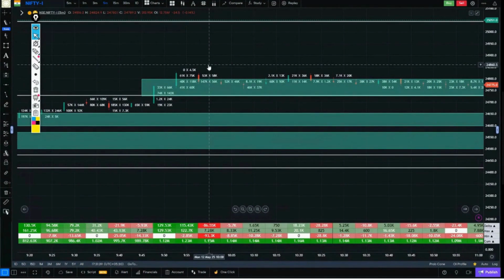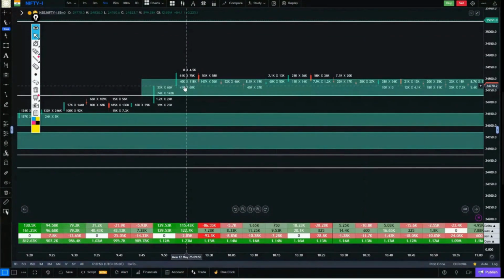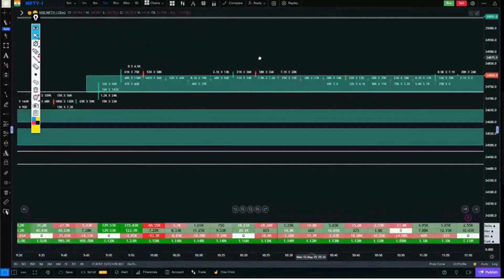At 10 o'clock, there was a candle where selling did come in, but it was the same kind of selling as before. However, this buying zone was not broken anywhere. So what does this mean for your market makers? It means that as long as no buying zone is broken, we can expect the market to remain bullish. That's where the market got stuck.